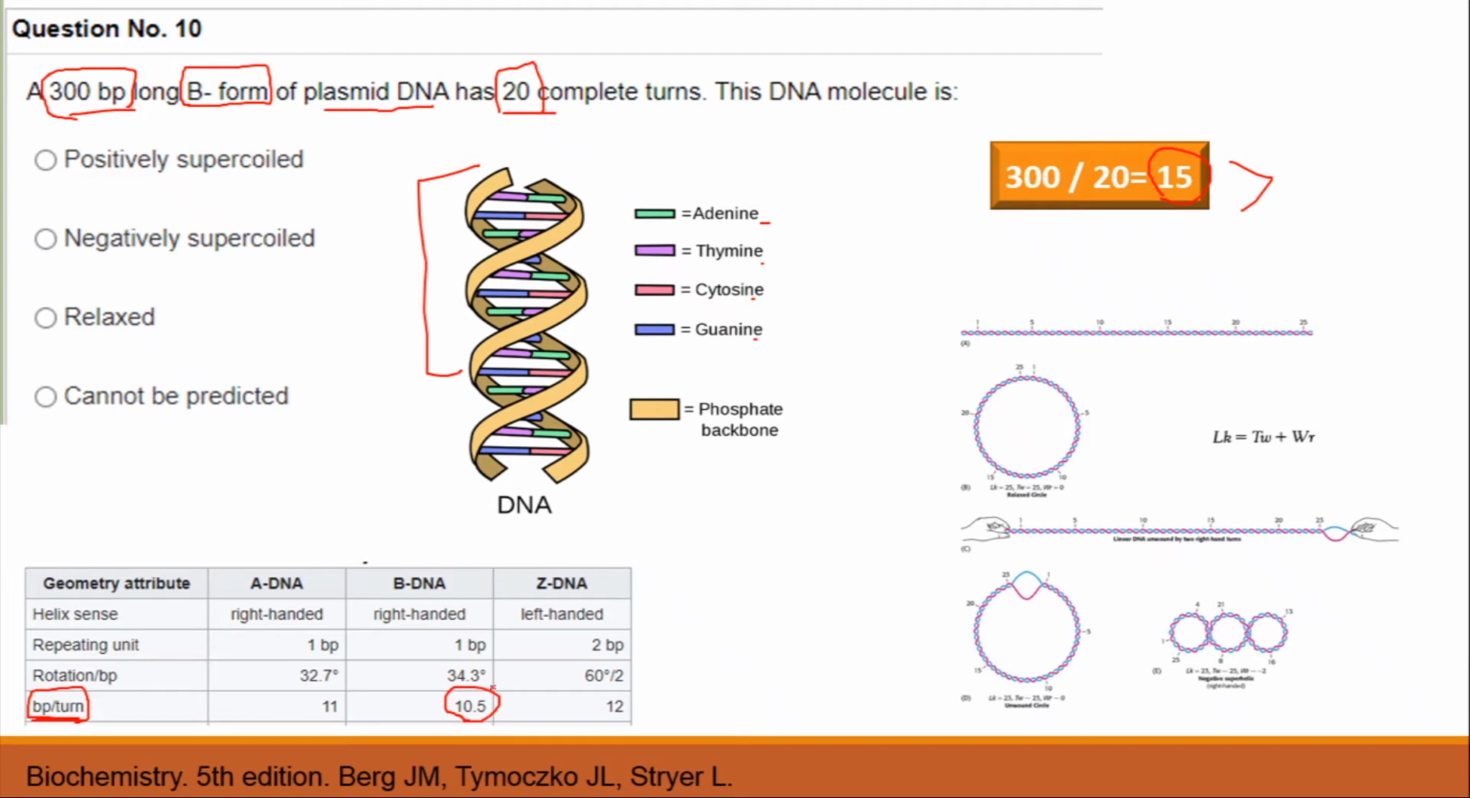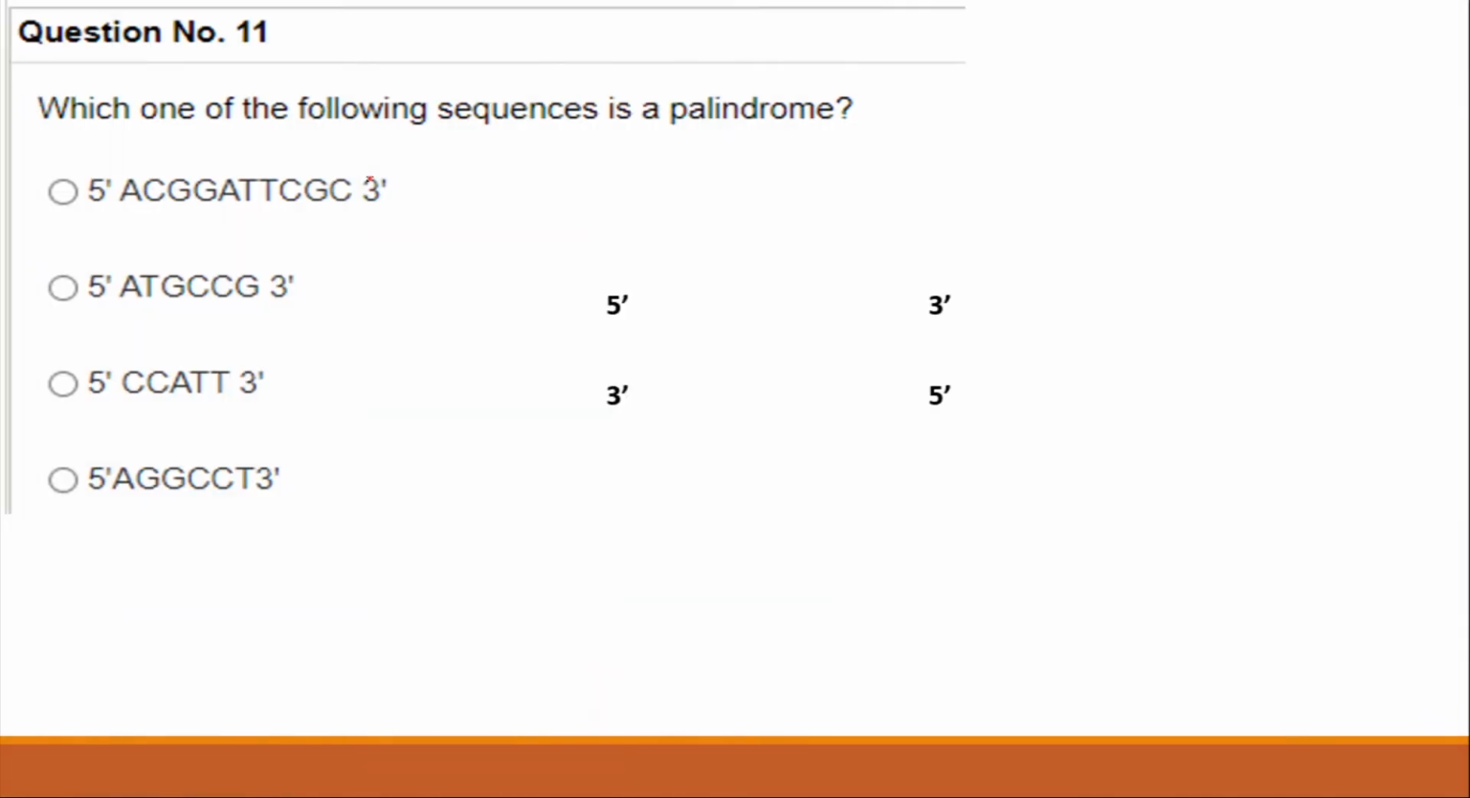As we can see here, 15 base pairs per turn is more than the normal relaxed DNA. So hence we can say the provided plasmid DNA is positively supercoiled since it is having some extra turns. I hope you have understood this question. Let us move ahead to the next question.